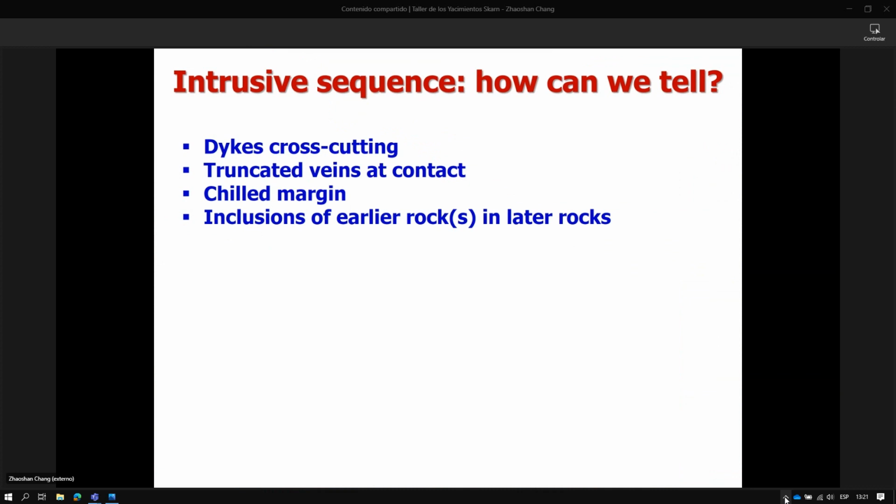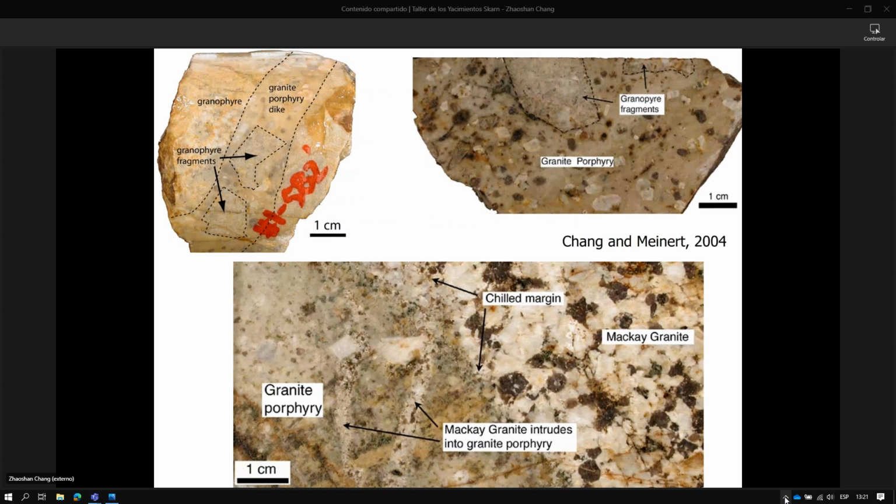So for intrusive sequence, we can use dike cross-cutting relationships, truncated veins at the contact, chilled margins, and inclusions of early rocks in the later rocks. That's the criteria you can use to see the intrusive sequence. Some examples: you have an early intrusion, and a later one comes through as a dike cutting into it. Then you have fragments of the early intrusion inside the dike. This is the inclusion of early intrusion inside later intrusion.